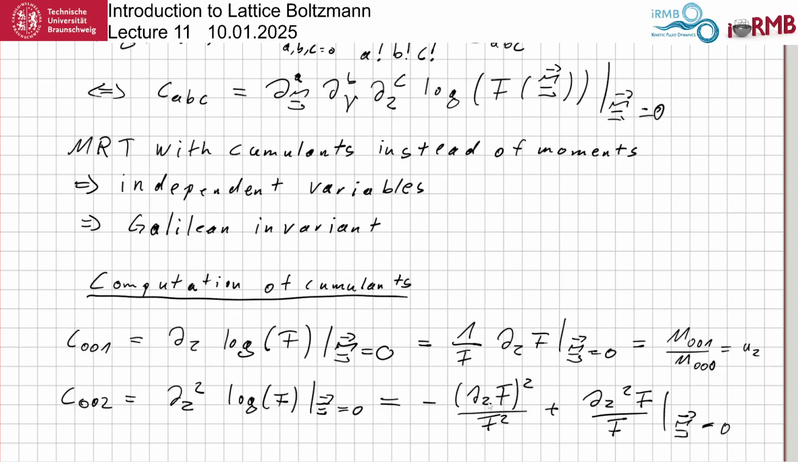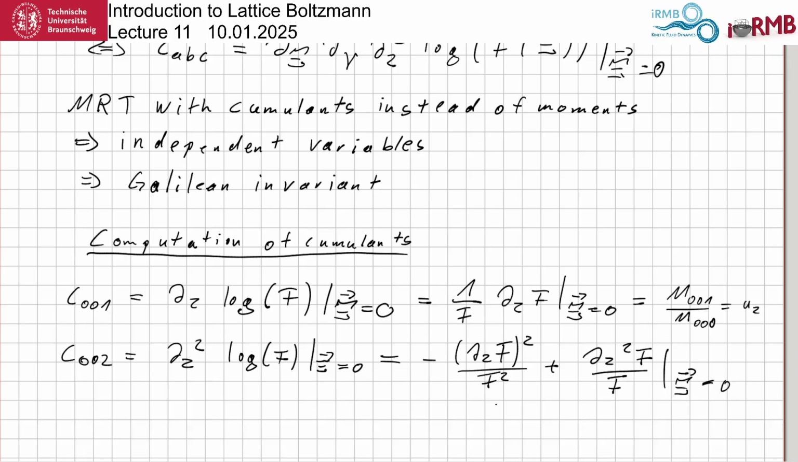Now this guy here, d set f, is again the velocity. I mean, this is the same thing that we had here. We divide now by f squared, so it's again the velocity, but it's the velocity squared. So we'll end up with u set squared plus, back here we have the second moment, M002 divided by M000.